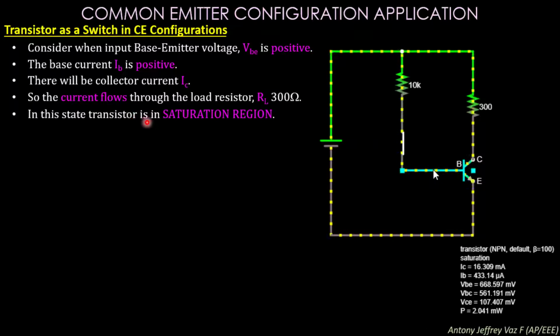In this state, the transistor is said to be in the saturation region. So this state of the transistor, where the base current is present and the base emitter voltage is present, and there is a flow of current through the collector terminal, is said to be the saturation region. The transistor acts as a closed switch. So in the previous case, the transistor acts as an open switch when there is no base current. In this case, when there is a base current, the transistor will act as a closed switch.